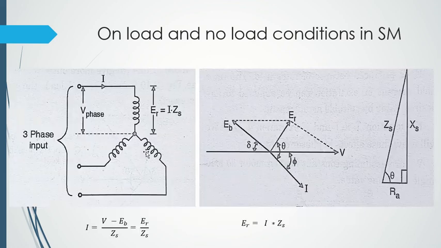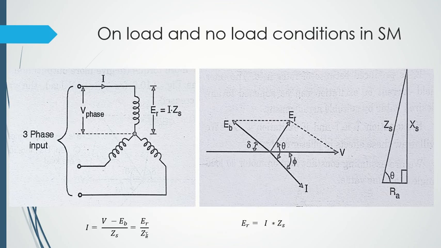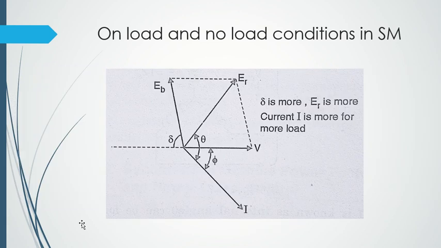Because in the previous case, see, load angle was that, and EB was here. Now when the load angle will be more, EB will be something like here, and because of that ER will also be something like here, which can be seen here. So the load angle will increase, and with the increase of load angle, the resultant vector ER will also increase. And as ER will increase, what will happen? The current drawn by the motor. Because what was the formula of current? I is equal to ER by ZS. So ER will increase, so current will also increase, because Z is constant.